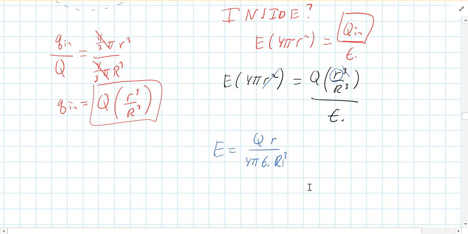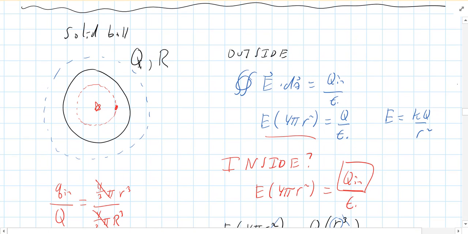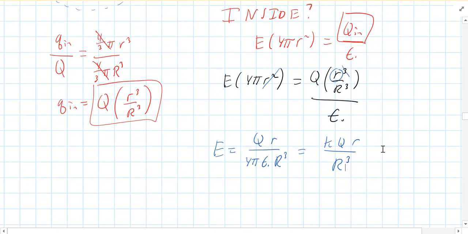Okay. And if you write that in terms of K, remembering that K is 1 over 4 pi epsilon naught, you get KQr over big R cubed. So that's our electric field inside the sphere. Now let's talk about that just for a second. What kind of math function is this? Remembering that the total charge Q of the sphere and the radius of the sphere are constants. What's the thing on the right side that varies? Little r. So what kind of equation do we have? We have a linear function.